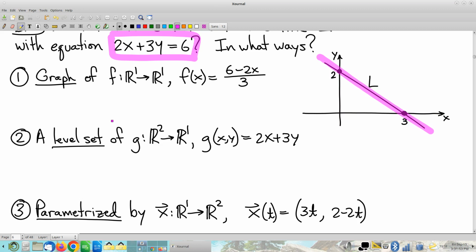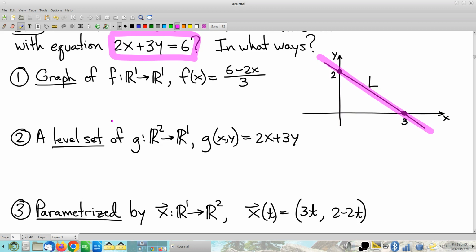So if I want to understand this line from the point of view of the calculus of graphs, I need to be able to identify exactly what function this is the graph of in order to apply the calculus of graphs. On the other hand, if I want to understand this line by using the calculus of level sets, I need to find a function for which this is a level set. If I want to use the calculus of parameterizations, I need to find a function that parameterizes this line. And they're all different functions. So here we go. Let's talk about these different functions.